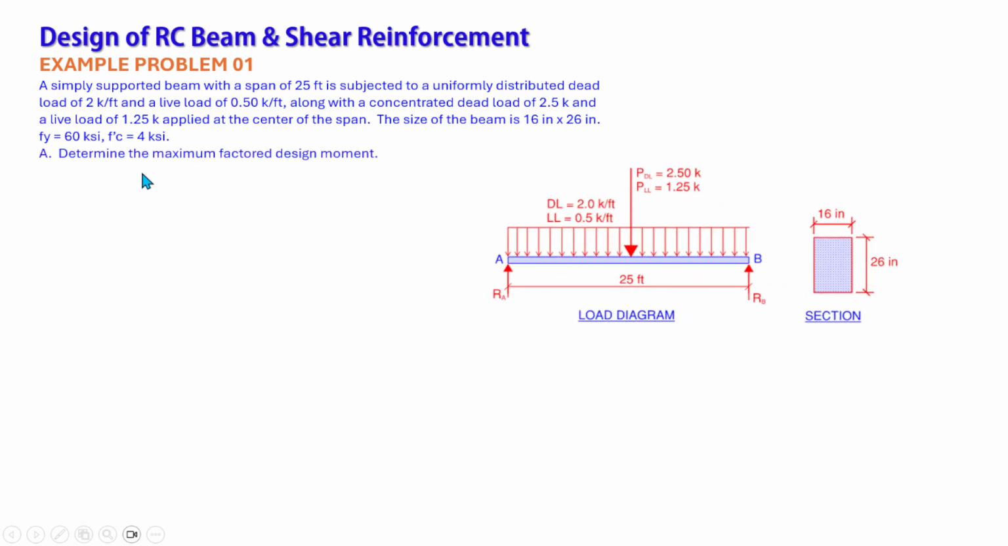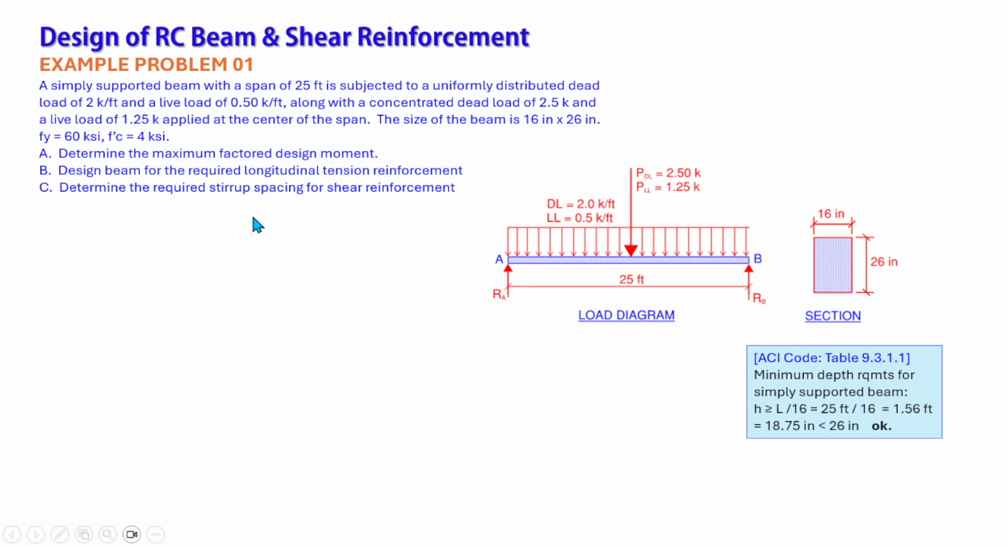So we are required to determine the maximum factored design moment, design the beam for the required longitudinal tension reinforcement, and determine the required stirrup spacing for shear reinforcement. So here we have the simply supported beam, 25 feet span. And we have the dead load of 2 kips per foot, live load of 0.5 kips per foot. For the concentrated load, we have the dead load of 2.5 kips and a live load of 1.25 kips.